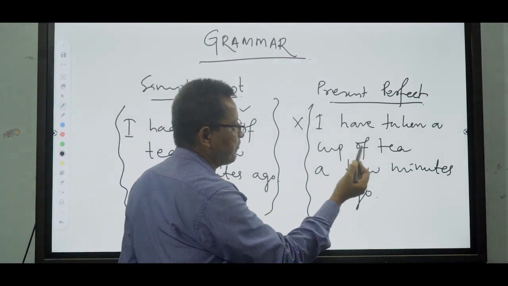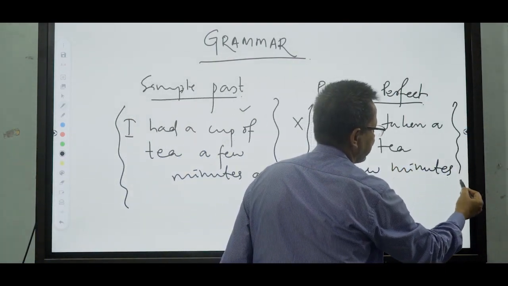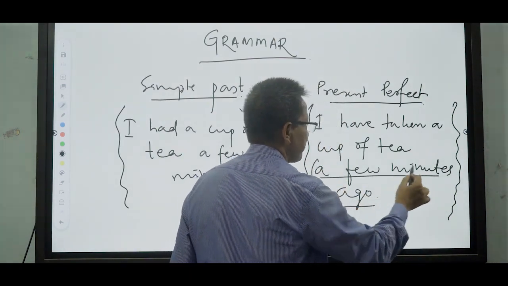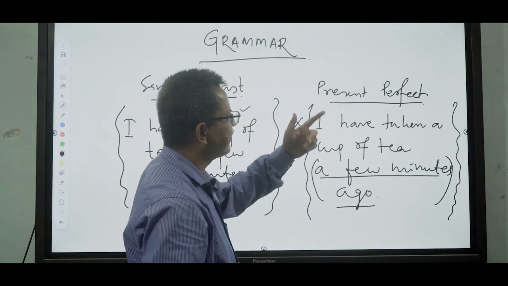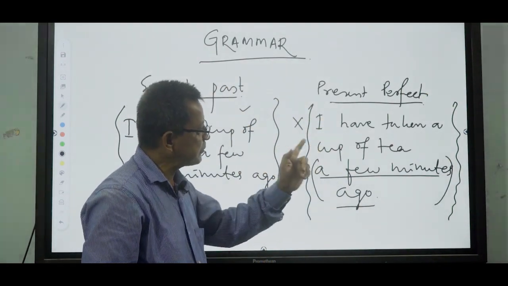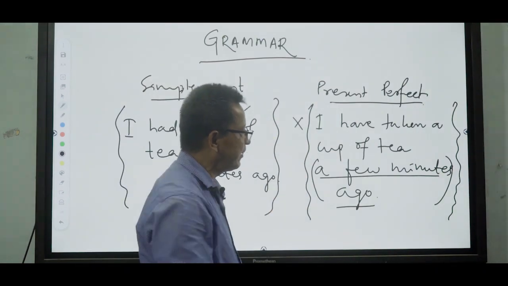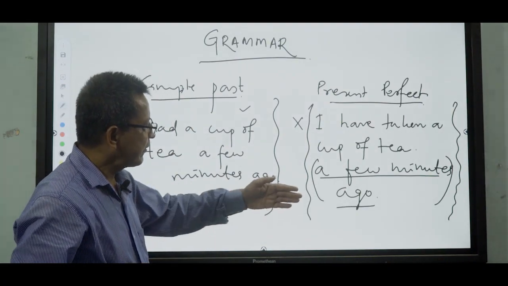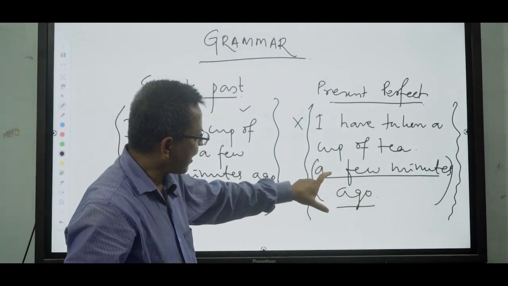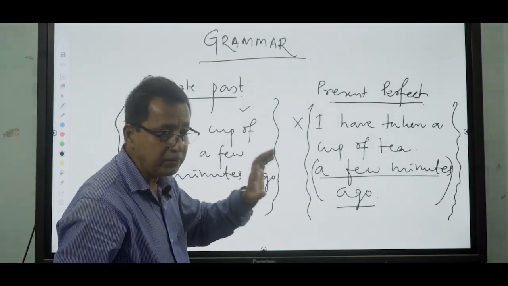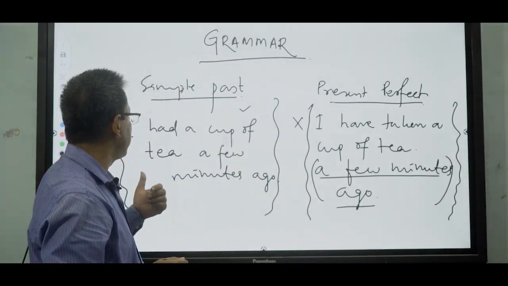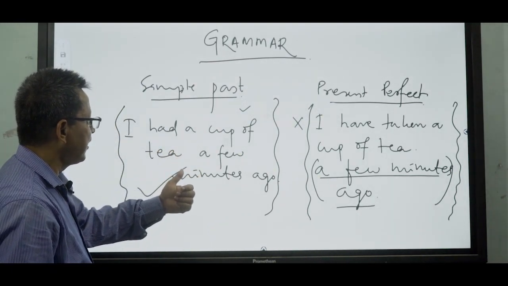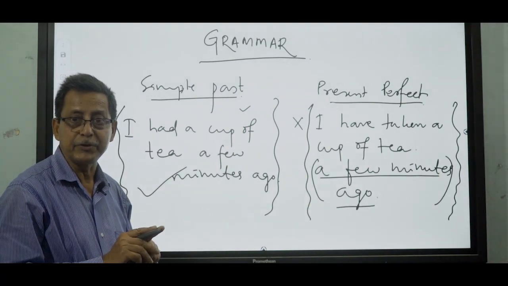Because the simple logic is that in present tense you cannot use a past time. A past time cannot go with the present tense. So, you will have to say, I have taken a cup of tea, which means I have taken a cup of tea just now. There is no point of adding a past time. If you want to add a past time, then you will use this sentence, that is, I had a cup of tea a few minutes ago.